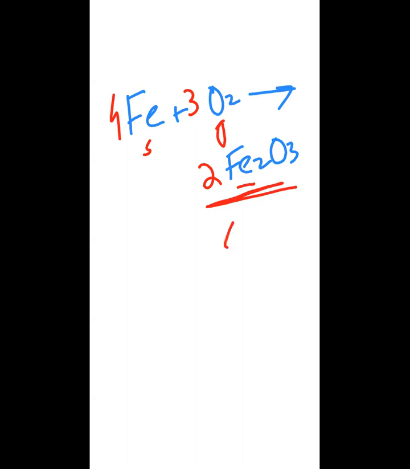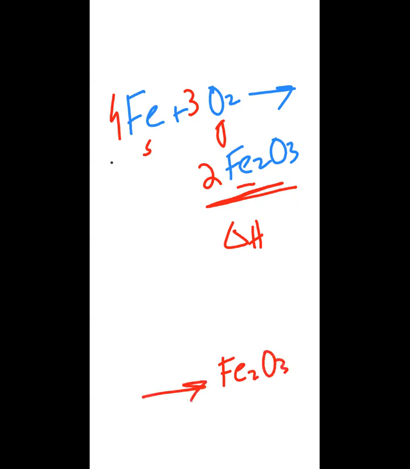So the energy change is not the standard enthalpy change of formation, because the standard enthalpy change of formation is the enthalpy change when 1 mole of compound is formed. So you have to make 1 mole of Fe2O3. How can you make 1 mole of Fe2O3? I have to make only 1 mole of Fe2O3.